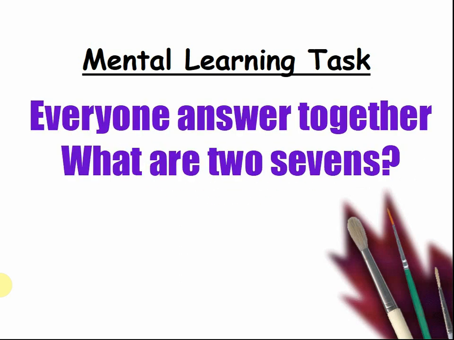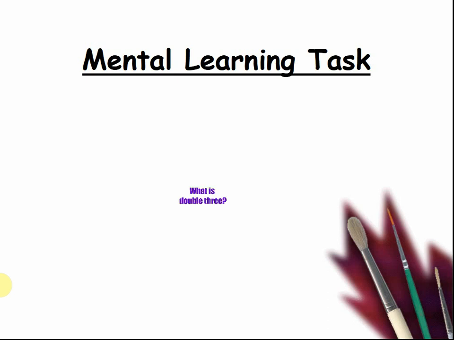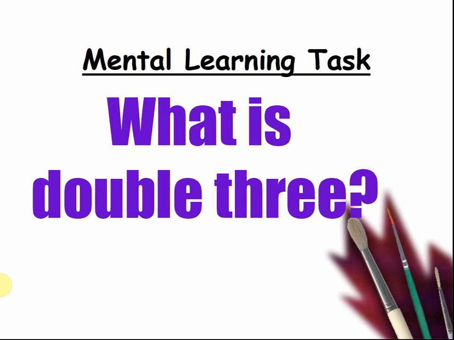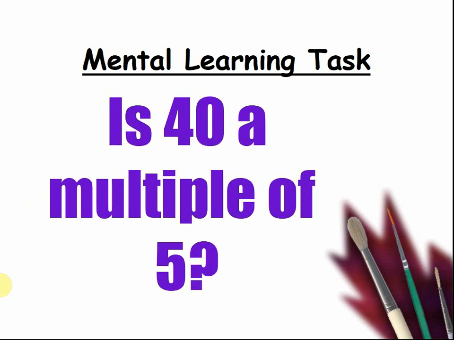Everyone answer together. What are 2 7s? 3, 2, 1, tell me. Great, you all said 14. What is double 3? 3, 2, 1, tell me. Awesome, you all said 6. Is 40 a multiple of 5? 3, 2, 1, tell me. Yay! Of course it's a multiple of 5, because 8 times 5 makes 40.